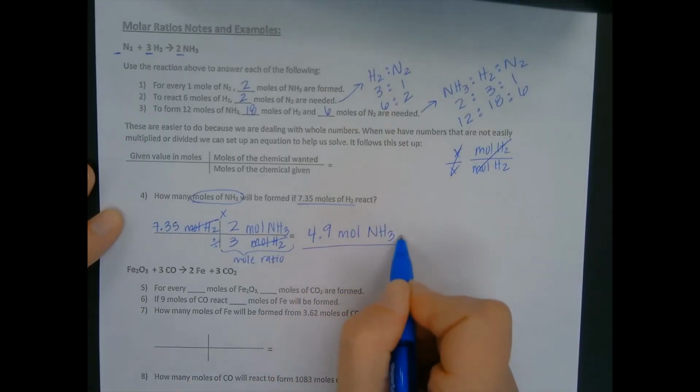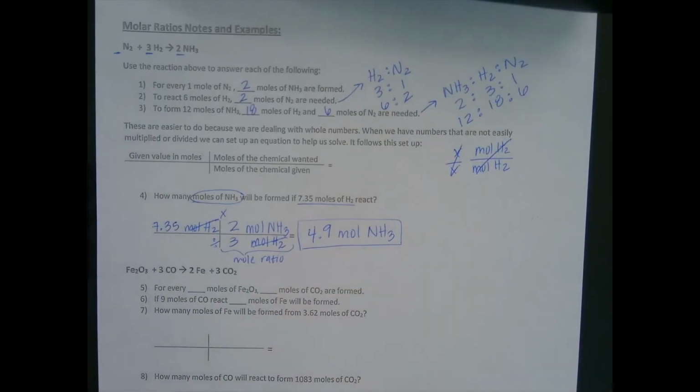NH3. Okay, so here's a couple of things. Number 1, if you just write 4.9, it's wrong. 4.9 what? 4.9 bicycles? I don't know, you didn't tell me. If you just write 4.9 moles, it's wrong. 4.9 moles of what? Hydrogen, nitrogen, ammonia. You have to have the number, the unit, and the chemical for it to be correct.